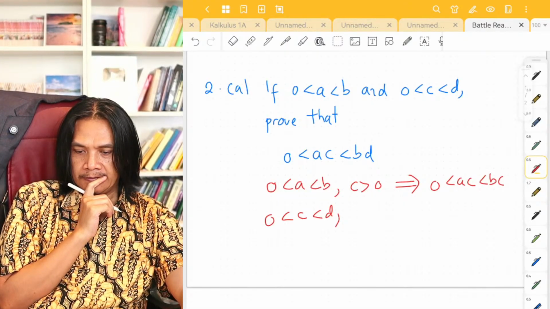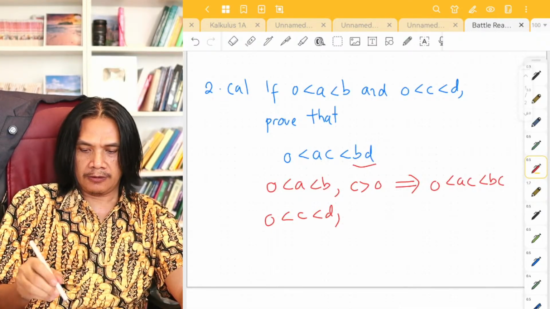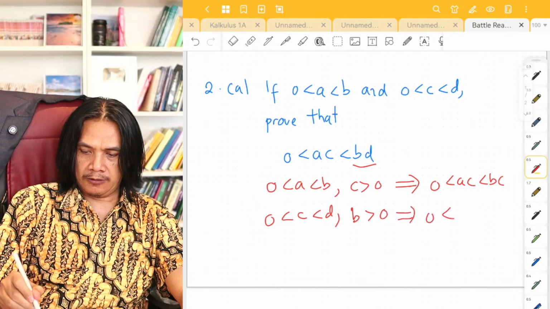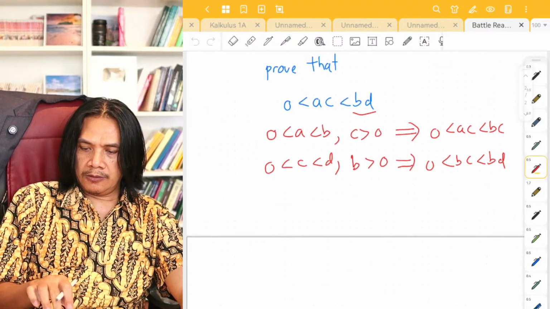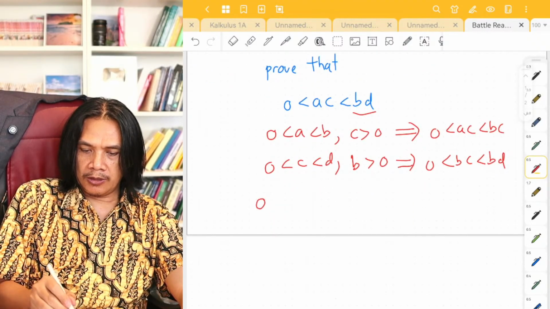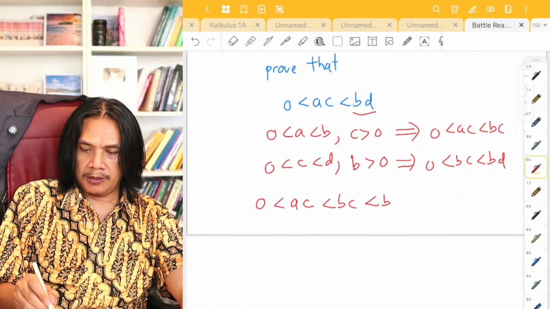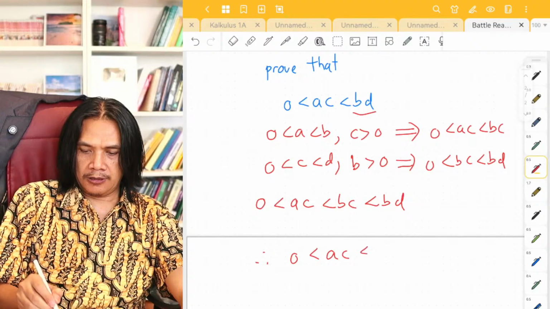If you multiply by A, then you just get AC. If you want to get BD, you multiply by B. Oh yes. So you get BC less than BD, and then the same transitive property. So we just use what we need: AC less than BC less than BD. Therefore, 0 is less than AC less than BD.